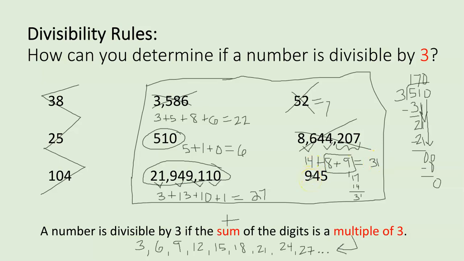All right, last. 9 plus 4 is 13, plus 5 is 18. And 18 is a multiple of 3, so 945 is divisible by 3. So all I did was I added 9 plus 4 plus 5 to get a sum of 18, and the sum is a multiple of 3, so that's why 945 is divisible by 3. Hopefully that helps you.